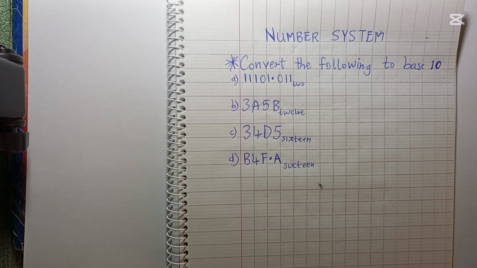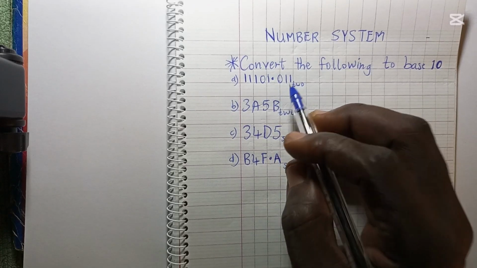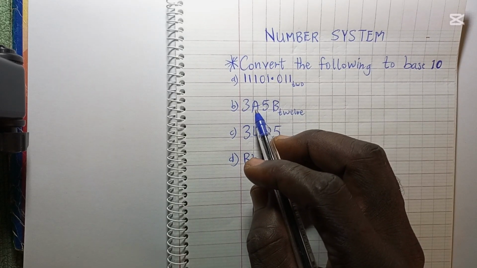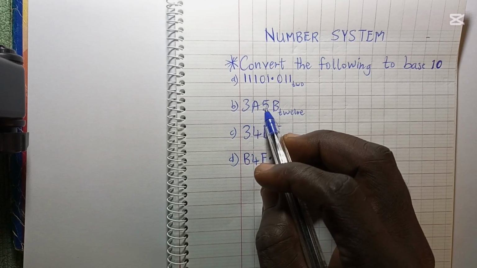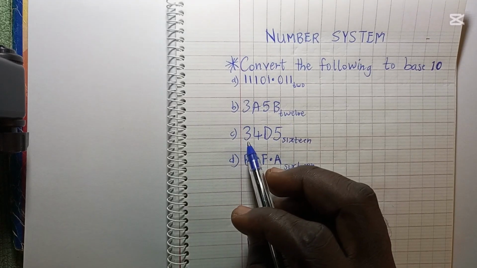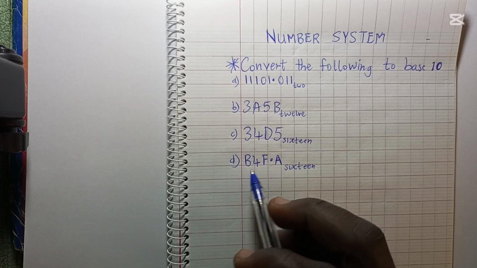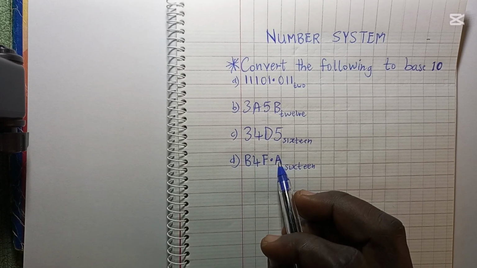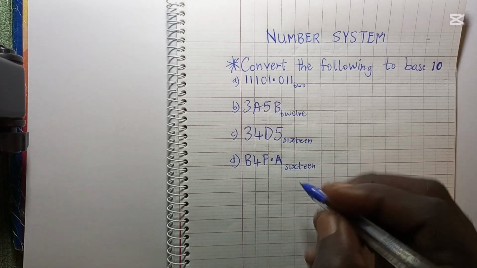Okay, as you can see before us, we have a question under number system, which says convert the following to base 10. A, we have 11101.011 base 2. B, we have 3A5B base 12. I will explain further what this A stands for in the calculations. C, we have 34D5 base 16, and then D, we have BF.A base 16. So without wasting much of our time, let's dive into the calculation.